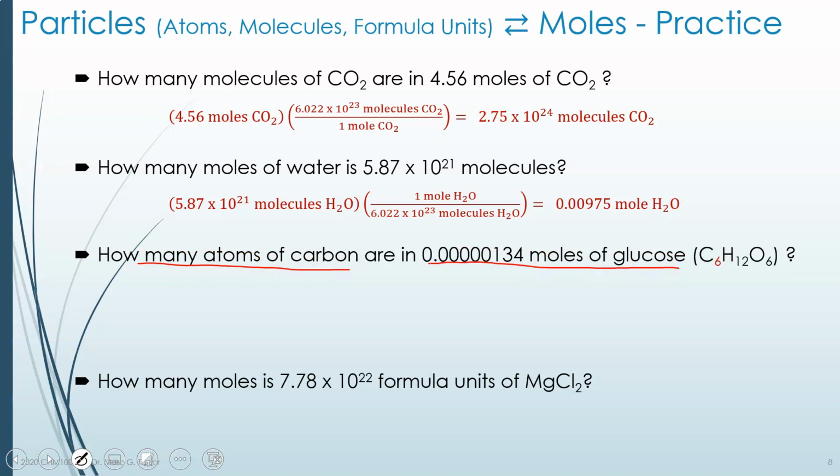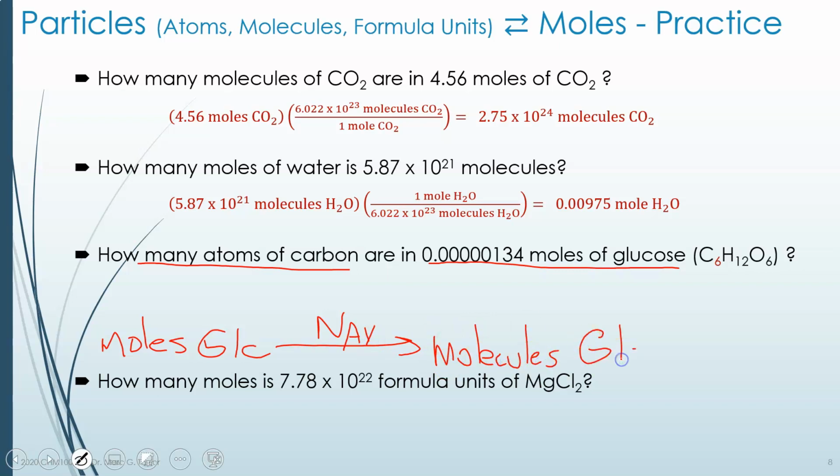Well, we know that we can take moles of glucose and we can use Avogadro's number. So I'm mapping out a little pathway here. We can use Avogadro's number to figure out how many molecules of glucose we have, and GLC is the appropriate abbreviation for glucose. And then once we know how many molecules of glucose we have, well, we know that every one of those has 6 atoms of carbon, so we just multiply it by 6 to get the number of molecules of carbon. And that's our pathway.